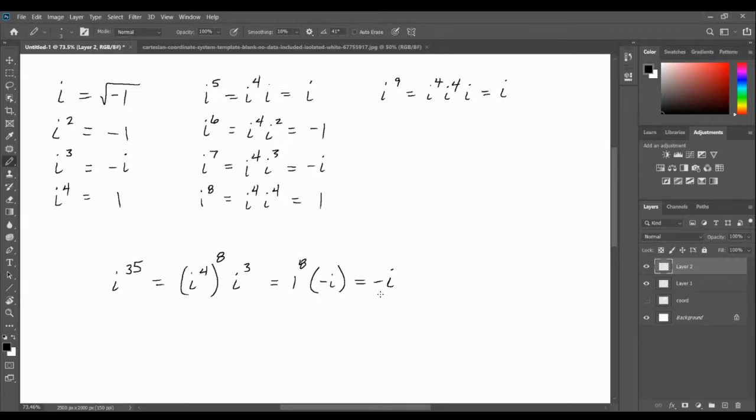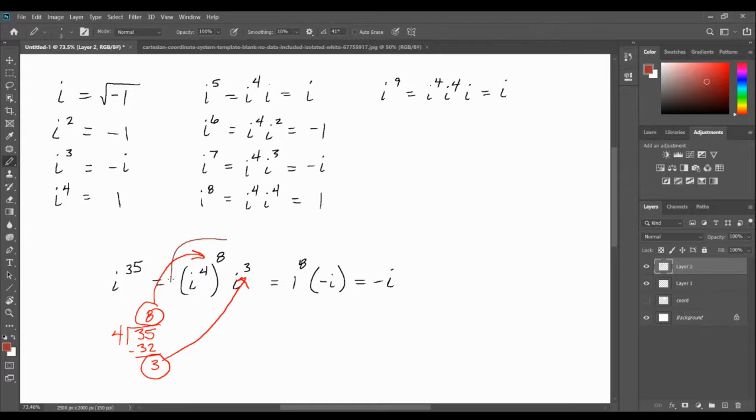So no matter what the power is, we can simplify that out. Notice what I did was I divided the 35 by 4. That goes in 8 times. 8 times 4 is 32. Track that, I've got a remainder of 3. So this 3 was what came up here. That was the remainder. The 8, I just wrote up here above i to the 4th.